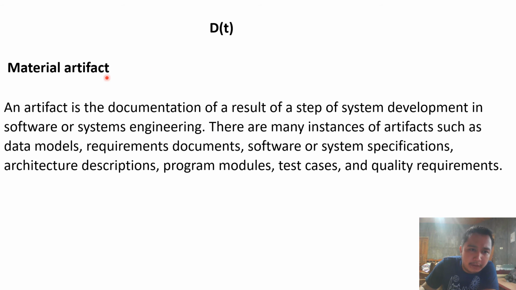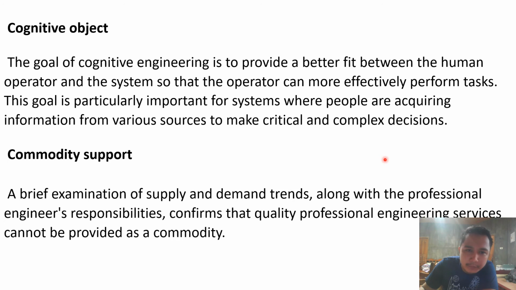Material artifact. An artifact is the documentation of the result of a step of system development in software or system engineering. There are many instances of artifacts: data, models, requirements, documents, software or system specifications, architecture descriptions, programs, modules, test cases, and quality requirements.